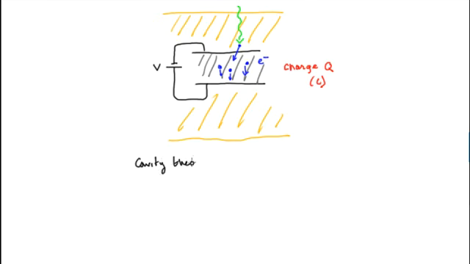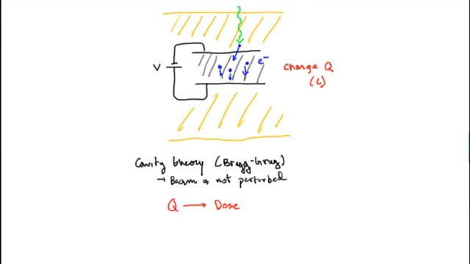So the formalism that describes this is called cavity theory, or Bragg-Gray theory, named after the developers of this. And under this theory, basically the situation is that the beam is not perturbed, disturbed by this little air cavity and chamber in it. And so under those conditions, you can take the charge that's measured and convert it into a dose. And in the next video, I'm going to go over in detail how to do that. But before we get into that, I want to talk about some practical chambers and how they work.